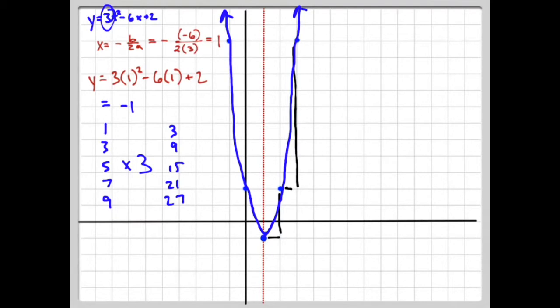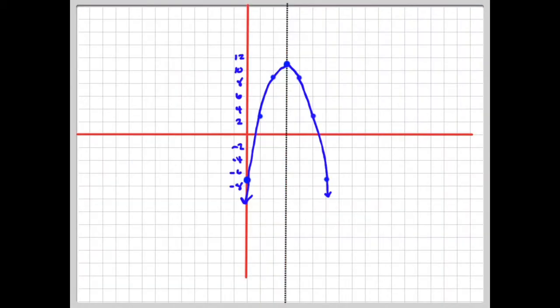The vertex here is the lowest point in the graph, right? That is the minimum value for our equation. It's the smallest y value we're going to get out of this equation. But we only have a minimum value because our parabola opens up, right? If we go back to this problem, our parabola opens down and we have a maximum value. That's the biggest y value we get out. And this has very practical applications in math and in real life.